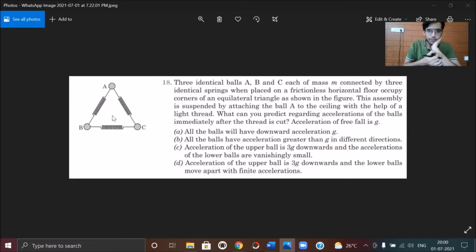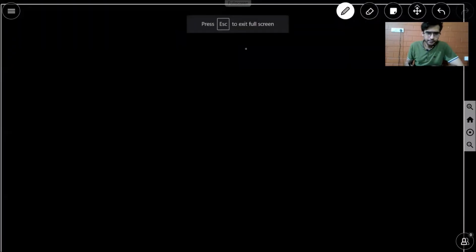So what can you predict regarding the accelerations of the balls immediately after the thread is cut over here, right? So that's the question we need to follow, and these are the options over here. All the options are regarding what the acceleration of these particles will be just after the string is cut, right? So let's deal with this question.